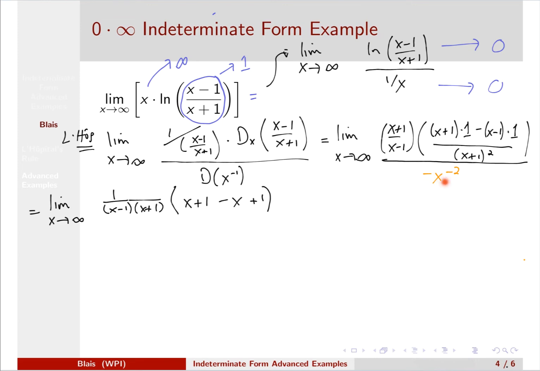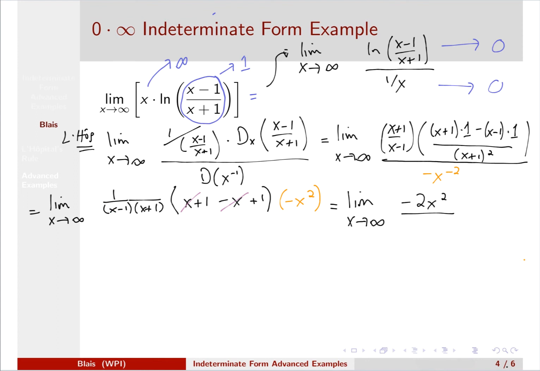We can then bring this negative x to the minus 2 up into the numerator, and that becomes negative x squared. We then see the x and the minus x here cancel, resulting in 2. And this expression becomes the limit as x goes to infinity of our numerator. We have a 2 and a negative x squared. So we have a minus 2x squared divided by this expression in the denominator, which we should FOIL out.